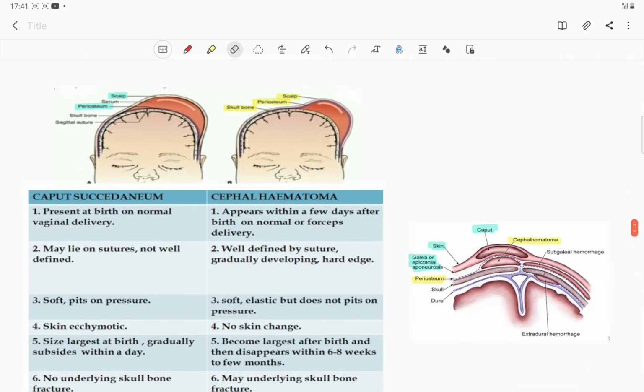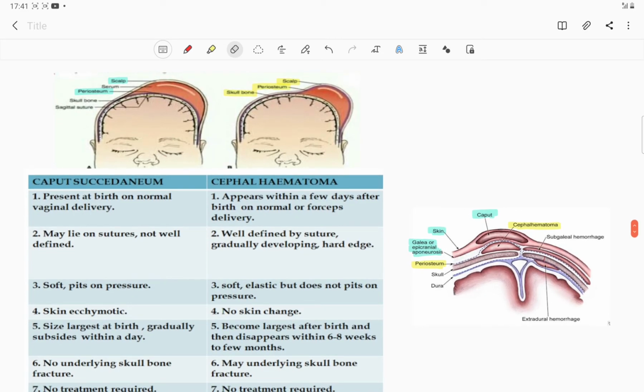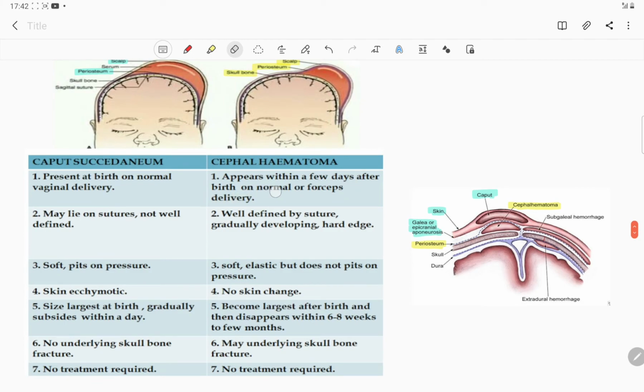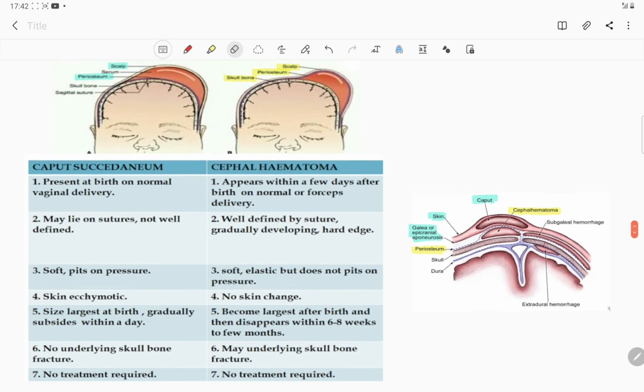And this is my last topic. We will discuss the difference between caput succedaneum and cephalhematoma. As you can see on the right side of the picture, caput is present between the skin and aponeurosis, and cephalhematoma is present below the periosteum of the fetal skull. So caput succedaneum is present at birth on normal vaginal delivery, and cephalhematoma appears within a few days after birth on normal or maybe forceps delivery. Caput may lie over sutures and is not well defined, but cephalhematoma is well defined by the sutures.